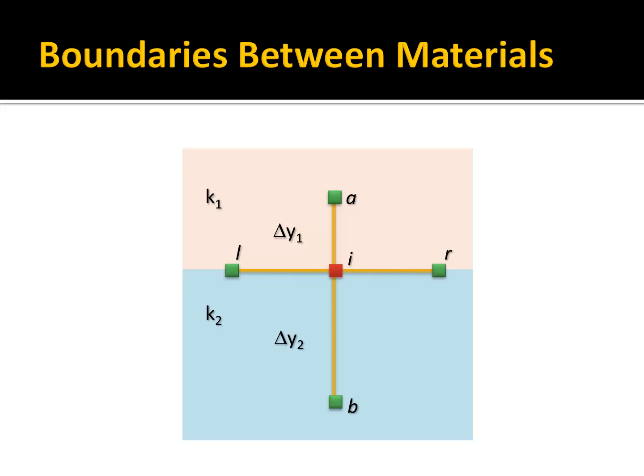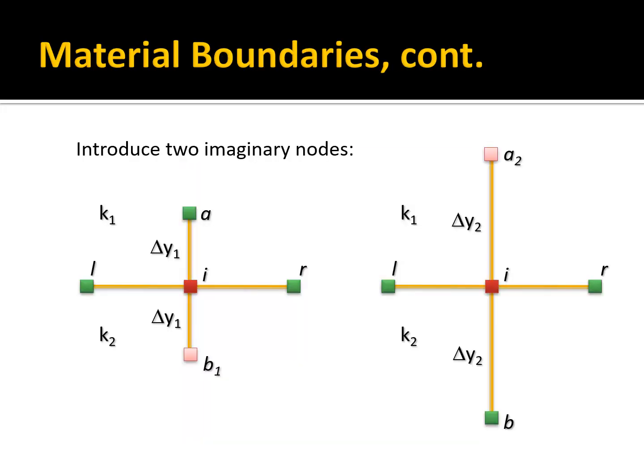We've also accounted for different node spacings in the two materials, delta Y1, delta Y2. We're assuming a uniform delta X in this case. And so this is probably the most complicated formulation thus far. So how do we go about solving for an equation for the head at node I in this case?